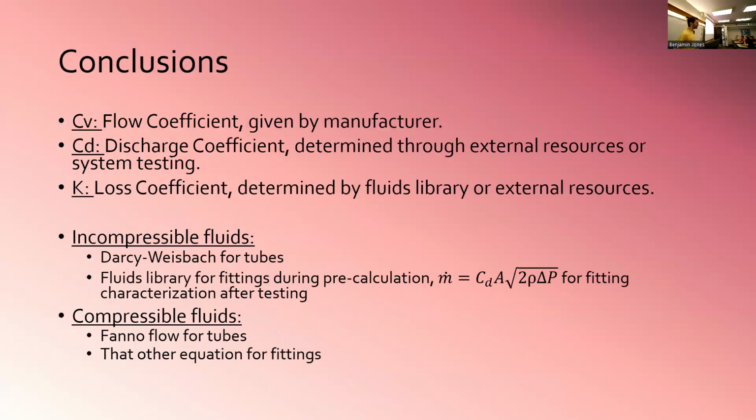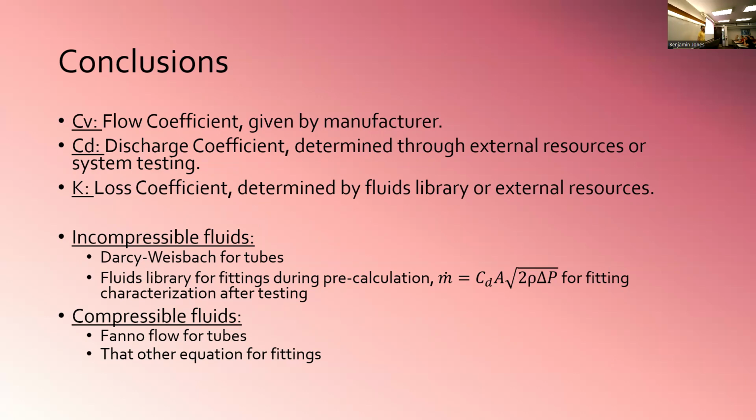All right, conclusions. CV, CD, and K, these you'll see a lot. It is important to know the differences, where they are used, and where they are not used. And the two different types of fluids, incompressible fluids and compressible fluids, this is how we calculate pressure drop for both of those. For tubes, Darcy-Weisbach. For fittings, you use the fluids library. For compressible fluids, Fano flow for tubes, and that other equation for fittings. Those 4 equations, actually. All right, are there any questions?